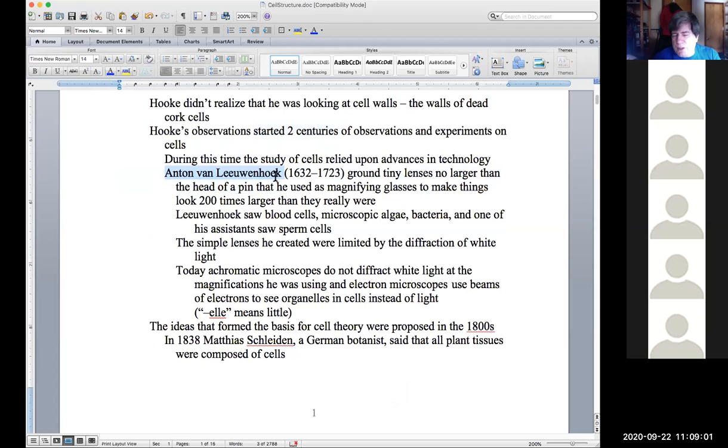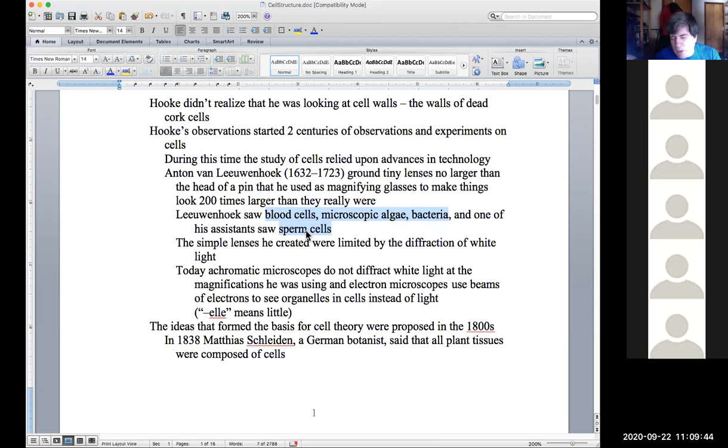One of the most famous was a Dutchman named Anton van Leeuwenhoek. And he was able to see more through his magnifying glasses than other people were, not necessarily because he was a better biologist, but because he was better at grinding glass, because you had to make your own magnifying glasses. So to be able to see things, you had to be able to grind the glass very precisely so that it would magnify what you were looking at without distorting it. And he was able to see blood cells, microscopic algae, bacteria. Some of the other people in his lab saw sperm cells. So he saw all sorts of different types of cells.